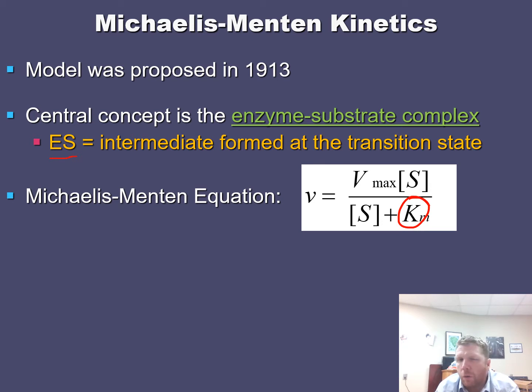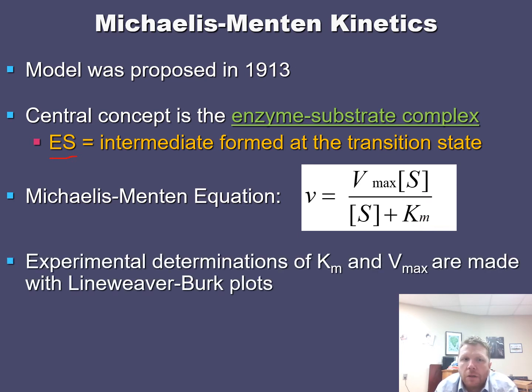What I really want you to take away is that I want you to understand this equation, but in the context of what the graph looks like. Experimental determinations of Km and Vmax are made using Lineweaver-Burk plots, which are double reciprocal plots. It takes the exact same Michaelis-Menten equation and makes it an inverse, or a double reciprocal plot.